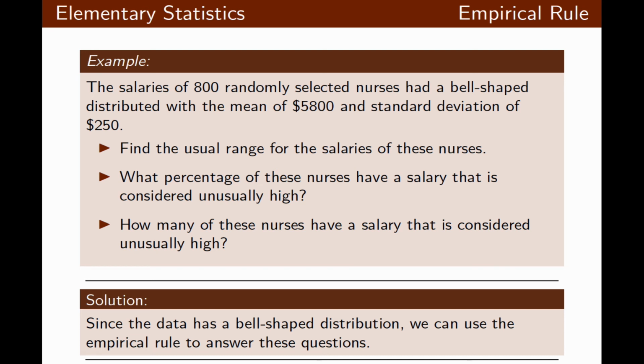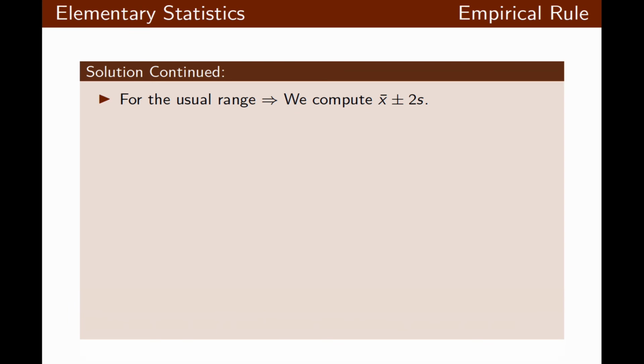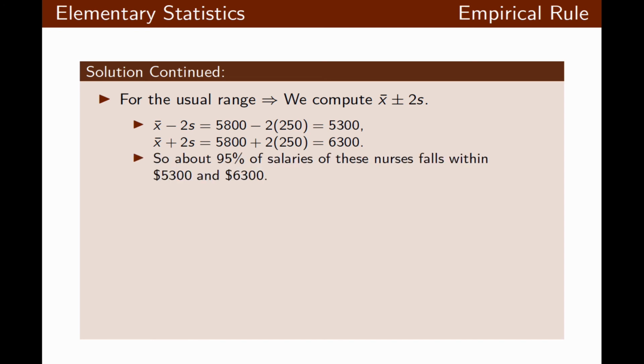We're told the data distribution is bell-shaped, so we can use the empirical rule. The usual range, which is the same as the 95% range, can be found by computing x bar plus or minus 2 times s. We plug in the values. So now we know about 95% of salaries of these nurses fall within $5,300 and $6,300.